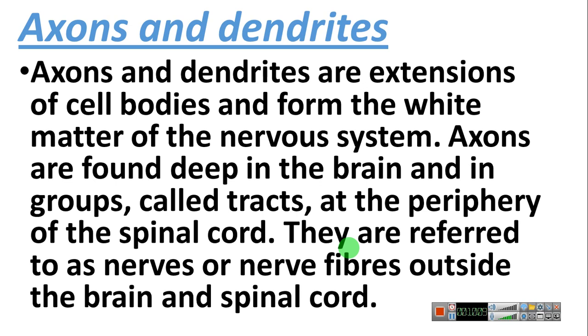Axons are found deep in the brain and in groups called tracts at the periphery of the spinal cord. We call them tracts. There are so many tracts, like the thalamic tract. They are referred to as nerves or nerve fibers outside the brain and the spinal cord.